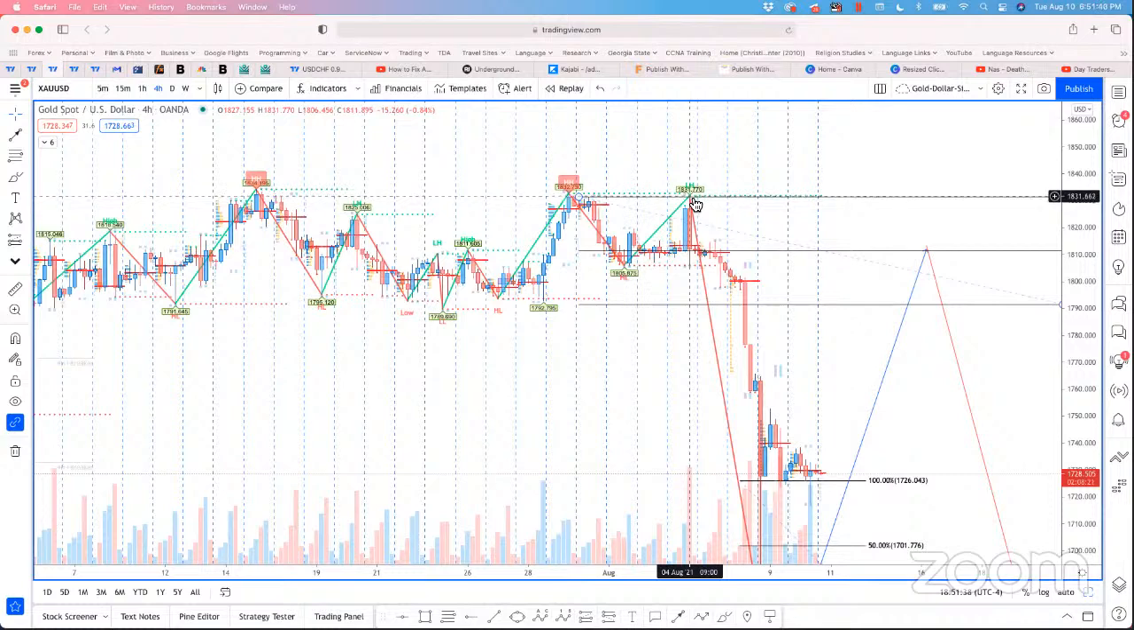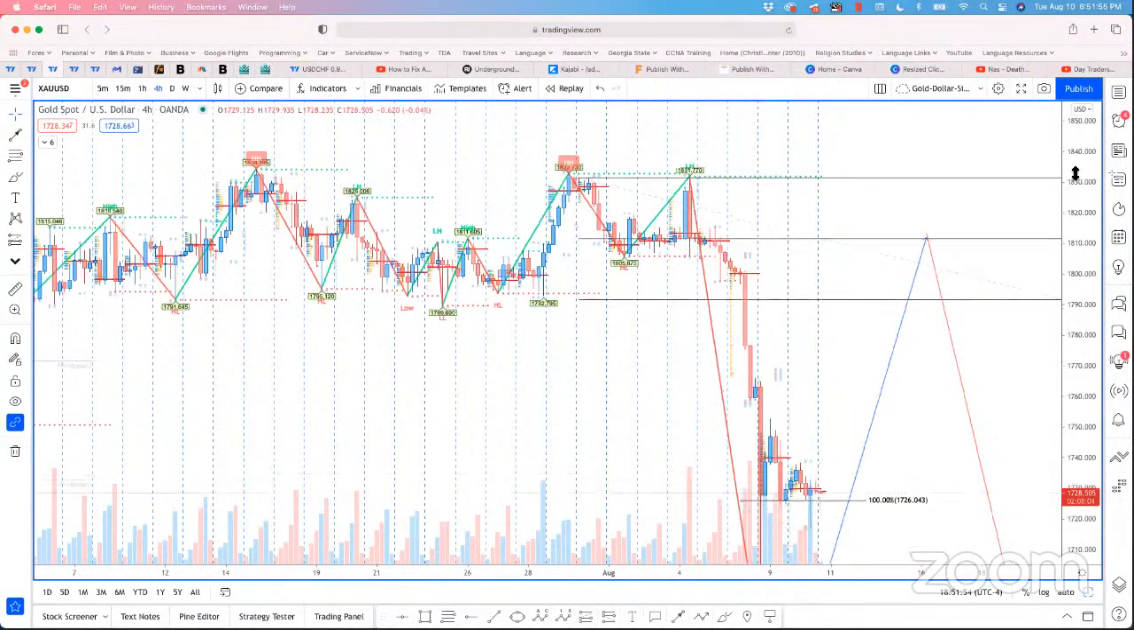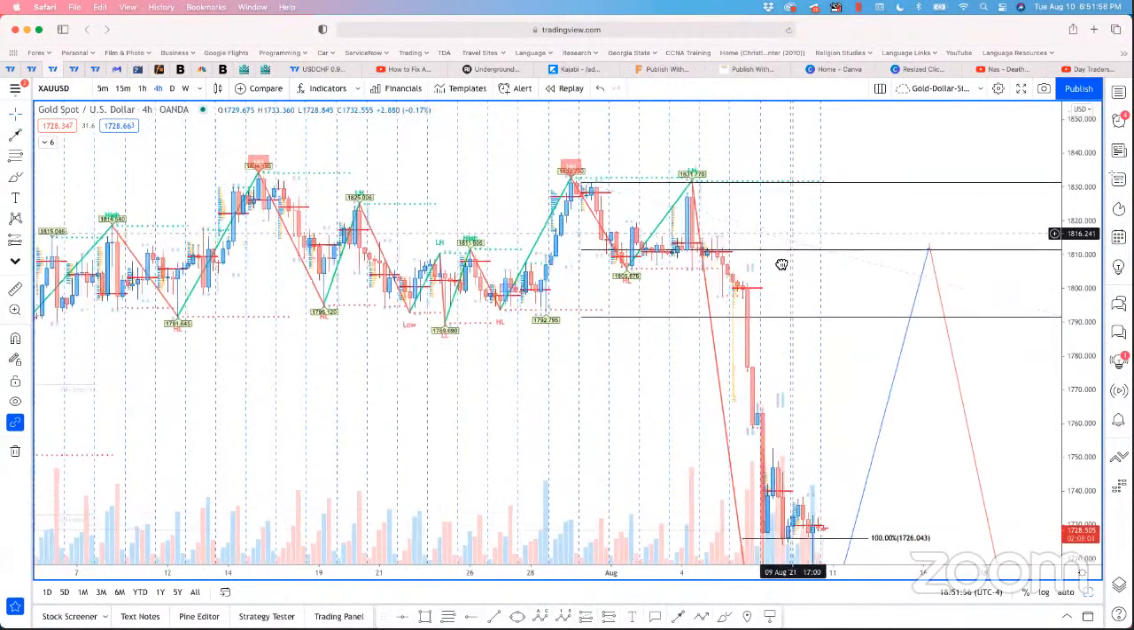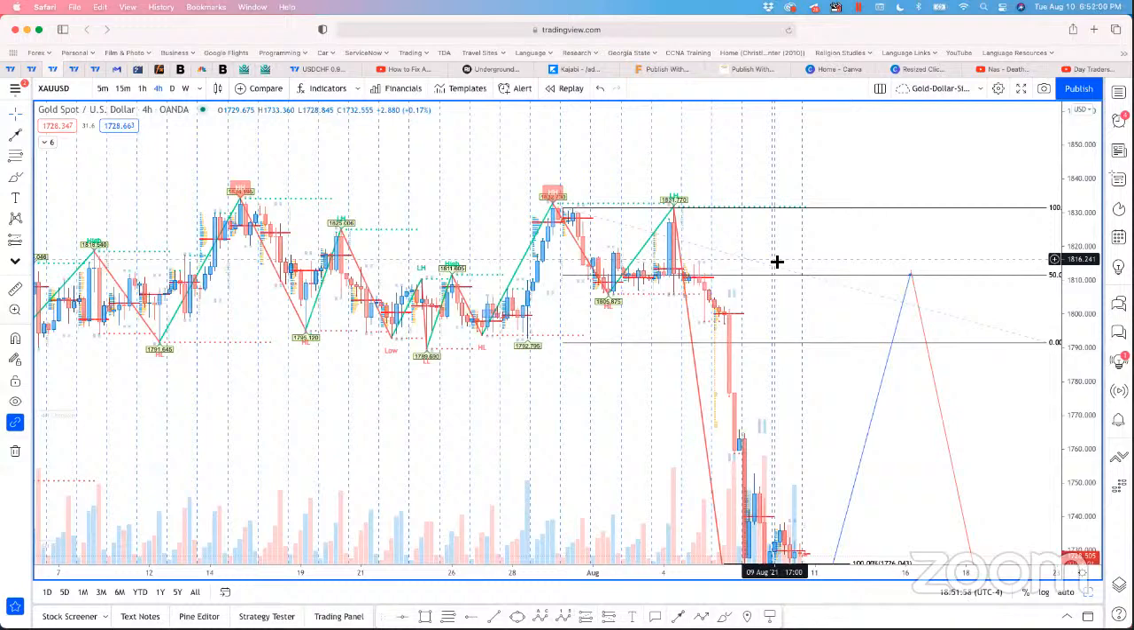And this wick was where I was talking about selling, but what was it? 1830. Yep, it was like 1831, 32. And then I had another opportunity somewhere else lower, and I didn't take it. I was expecting the dollar to drop, but it just kept on going up.